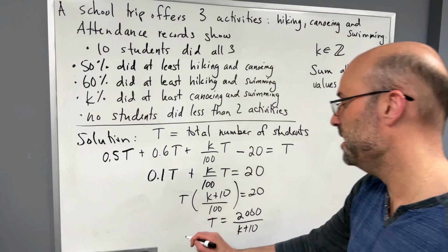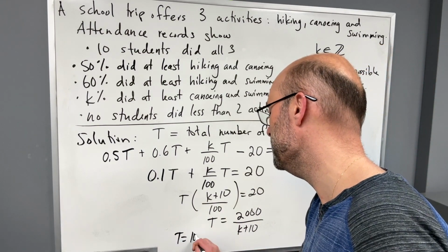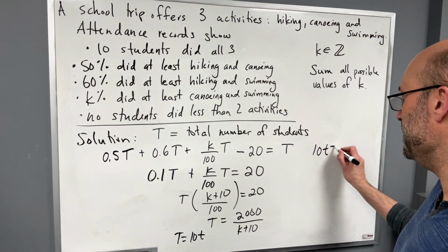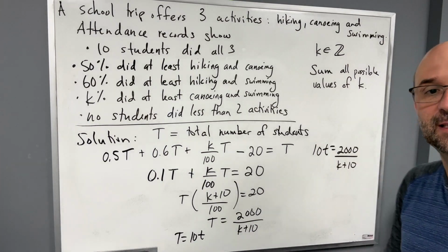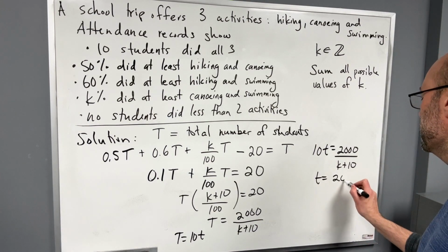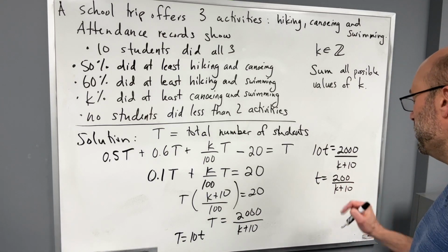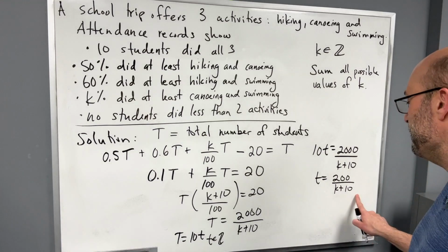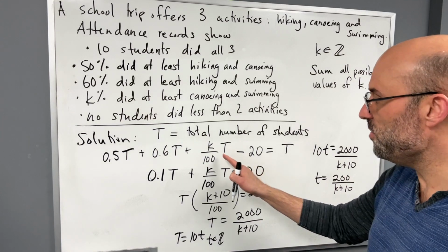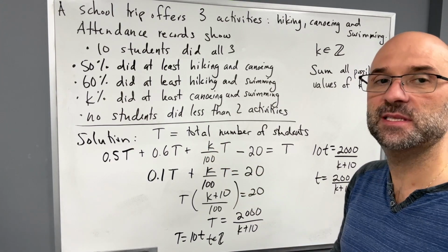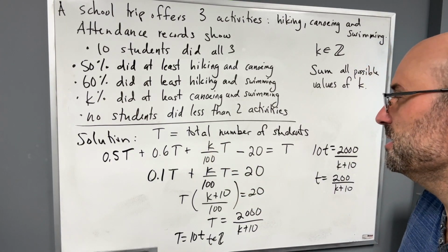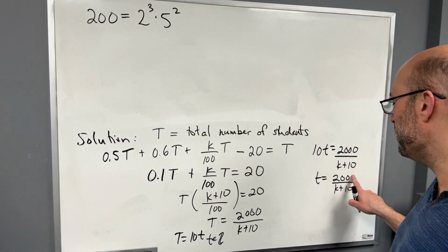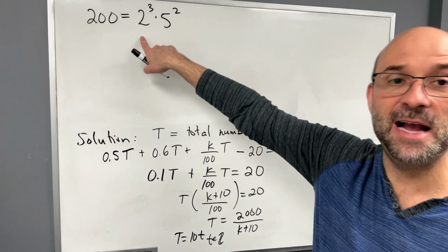So I know that t has to be 10 times some little t. So I'm going to get that 10 little t is 2,000 over k plus 10, which I could simplify as little t is equal to 200 over k plus 10, where I know that this little t here is an integer. So that means k plus 10 has to be a divisor of 200. Now we also know that k over 100 times t has to be an integer, and I'll come back to that in the end. So now I essentially need to find all integers k such that k plus 10 is a divisor of 200. And I've written down the prime factorization of 200 up here.